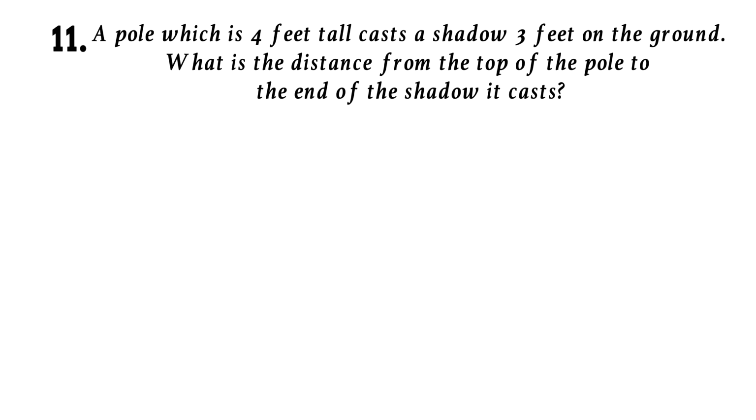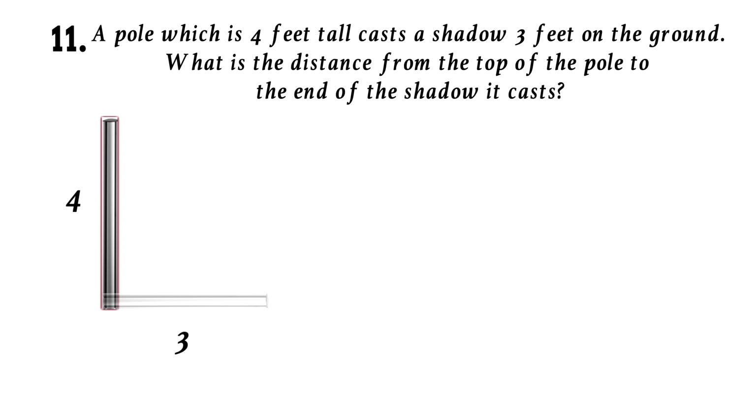Question 11. A pole, which is 4 feet tall, casts a shadow 3 feet on the ground. What is the distance from the top of the pole to the end of the shadow it casts? When it comes to solving geometry word problems, your diagram is one of the most important things. Let's get a diagram. So this is our pole, which is 4 feet. This is the shadow it casts, which is 3 feet. We are supposed to find the distance from the top of the pole to the end of the shadow. Let's call this x. We see that we have formed a right triangle.